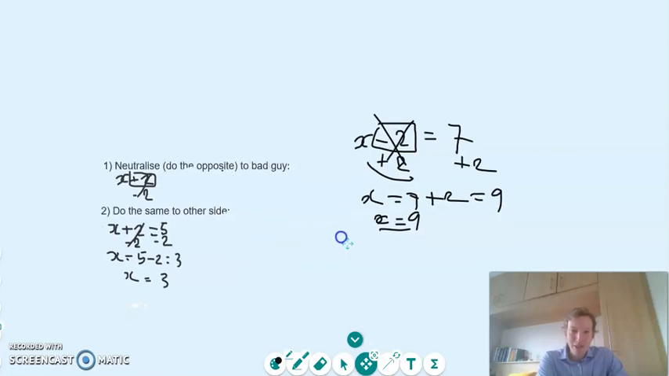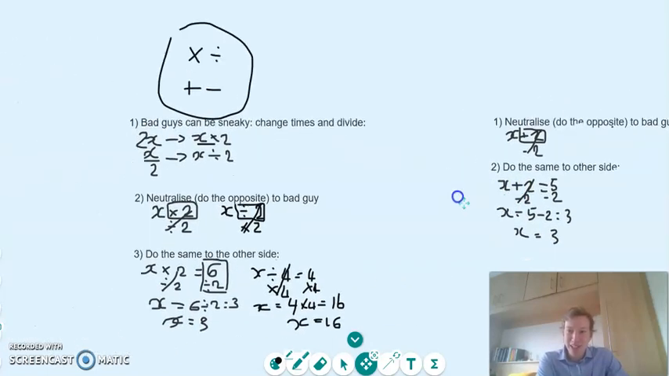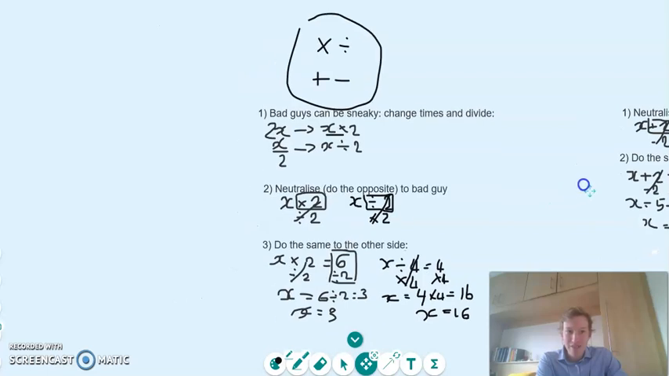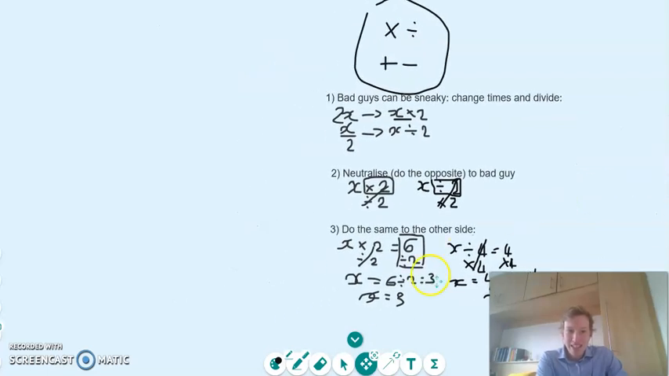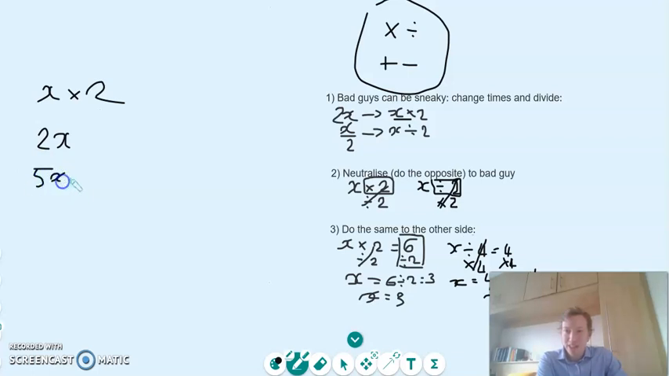Now, round 2 is kind of a little bit trickier, and this is the timesing and dividing ones. They're a bit sneaky in the way they write it. They don't write x times 2. No, that would be too easy. They write 2x. So we just need to remember to translate: 2x is x times 2, 5x is x times 5, etc.